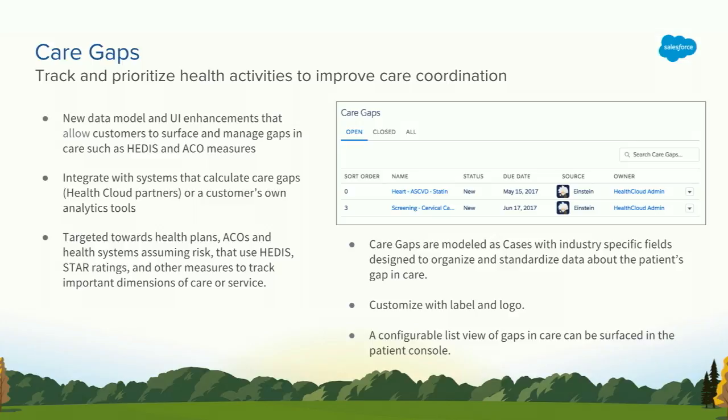So is the source coming from some kind of analytics system that maybe has been purchased separately from Salesforce? Is it a homegrown system internally? And it really allows me to keep track of where did this care gap come from? How do I know what kind of information was analyzed to produce this gap in care that I need to take action on? And so within Health Cloud, you have a list view of what are these care gaps, and let me show you a little bit of what that looks like.